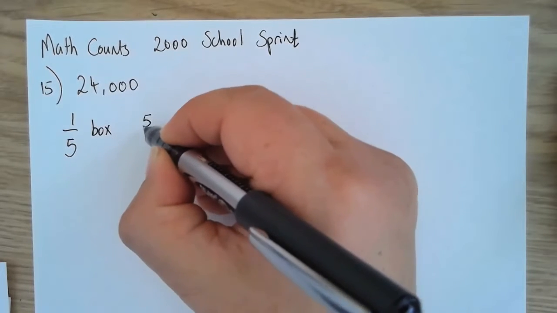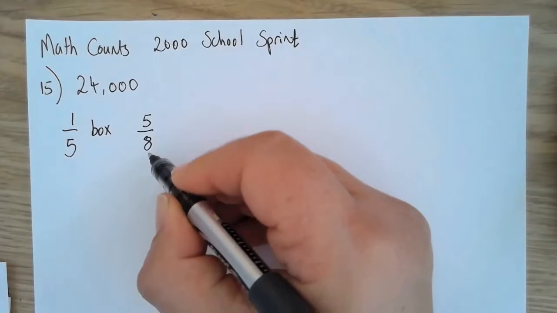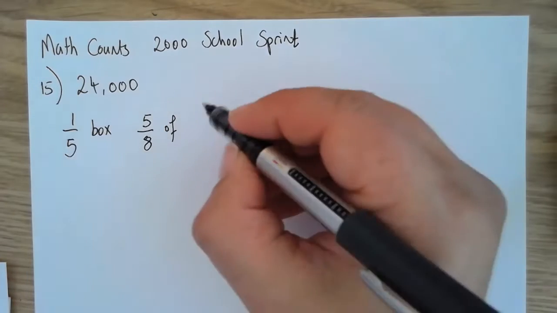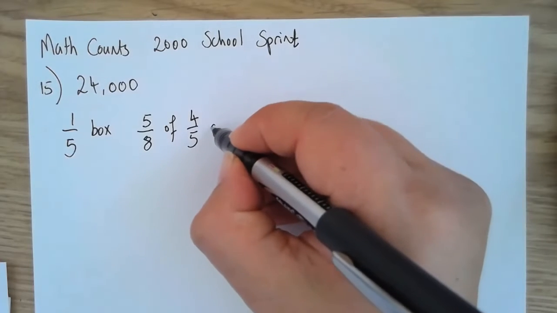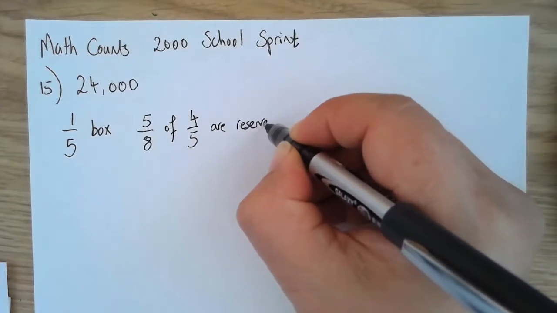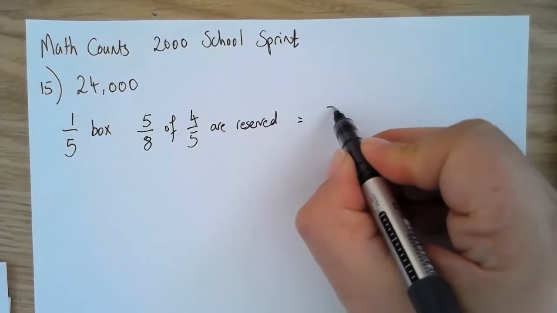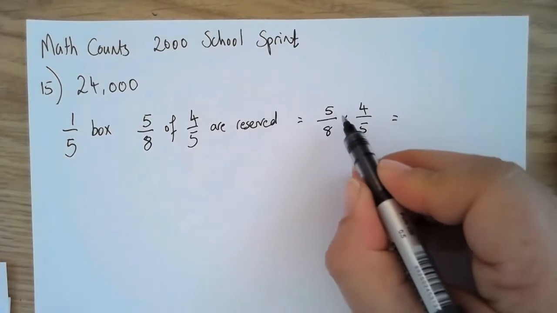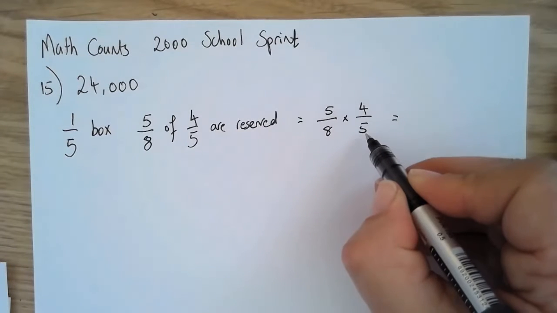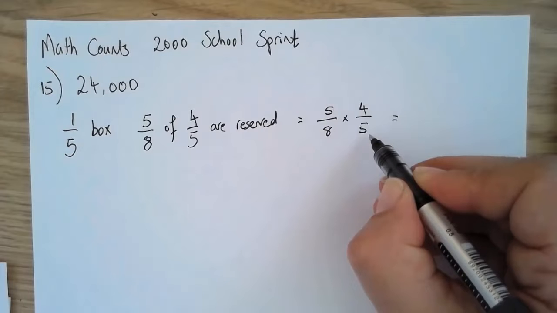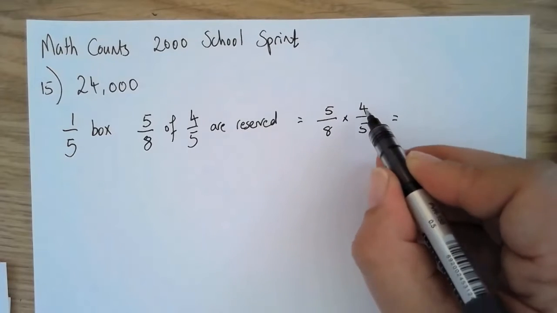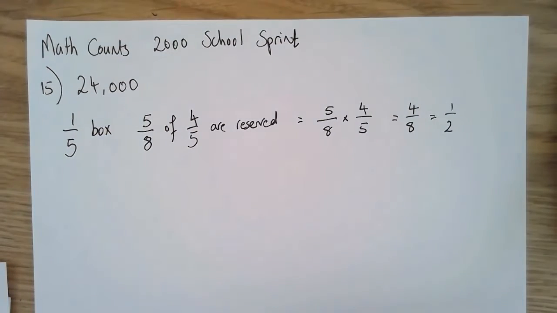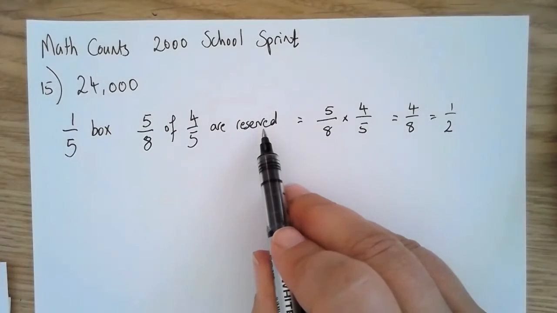And we're told that 5/8 of the remaining seats are reserved. The remaining seats are, if we've taken 1/5 out, 4/5. And we can do the calculation: "of" means multiply. They are the same thing. Usefully, I can see that there's a 5 on the numerator and denominator, so they divide out to 1. And then I've got 4/8 here, which conveniently turns into a half. So half of all seats are reserved.